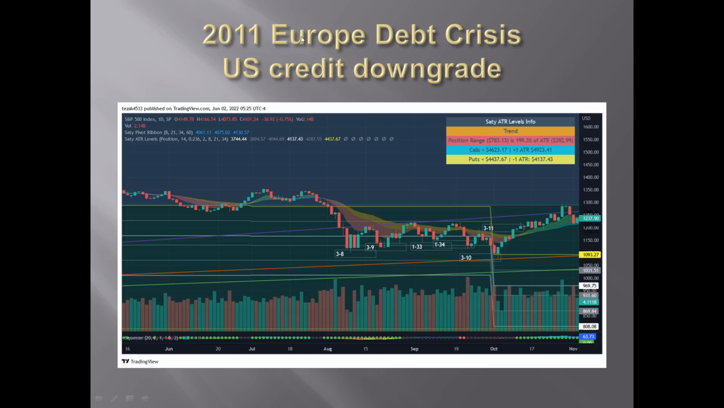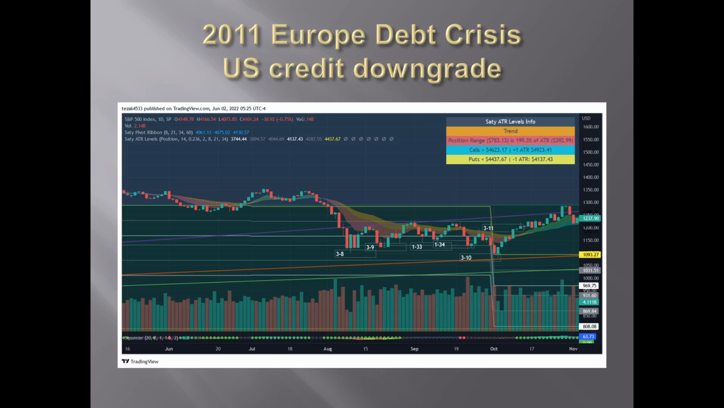Anyway, so 2011, this is what's going on here, is the European debt crisis. So there are a bunch of countries like Greece, other countries getting issues with debt. They're going to default, right? This is all still Great Recession ramifications. And then U.S. credit downgrade by S&P.